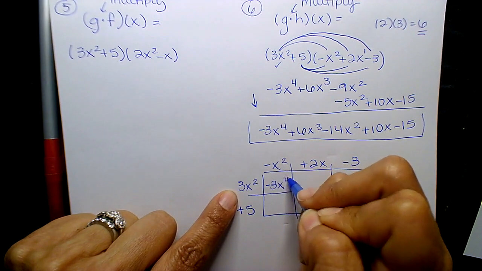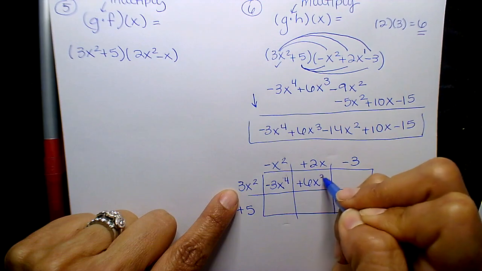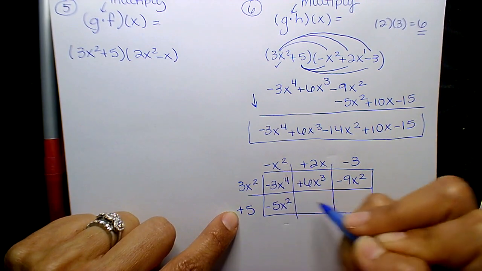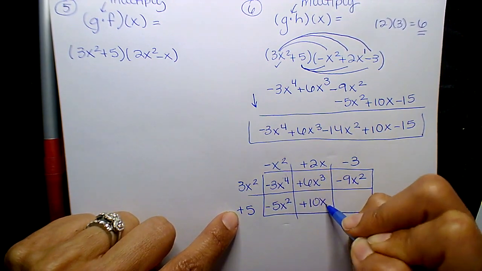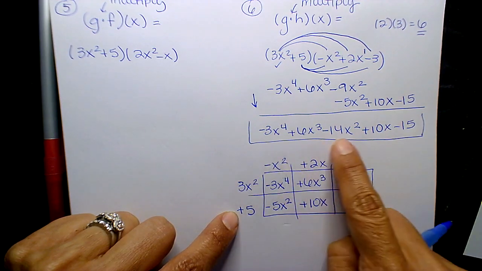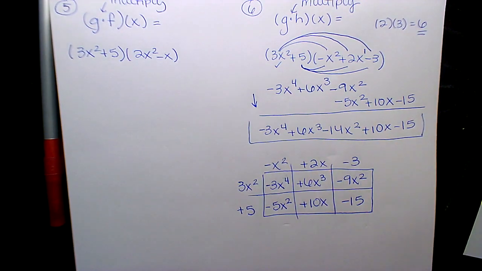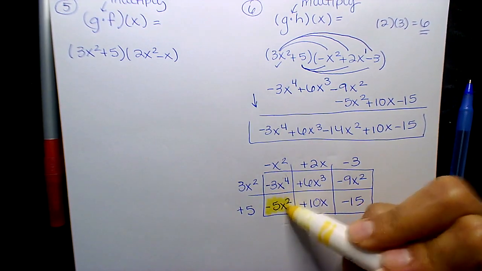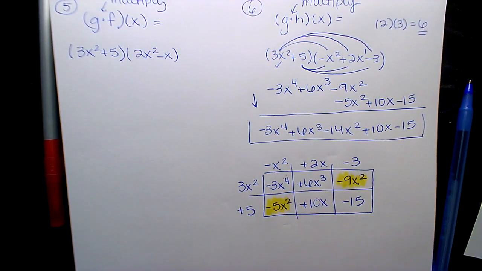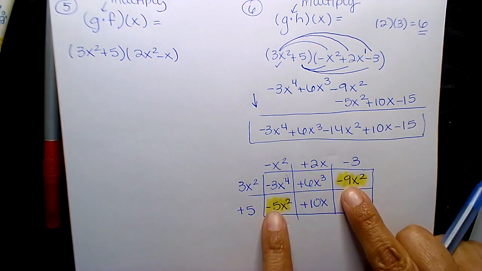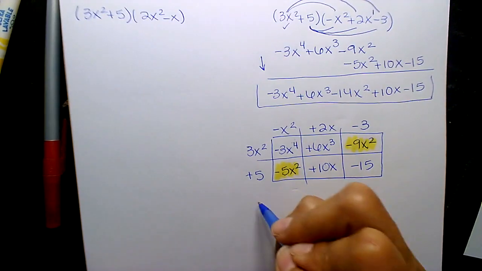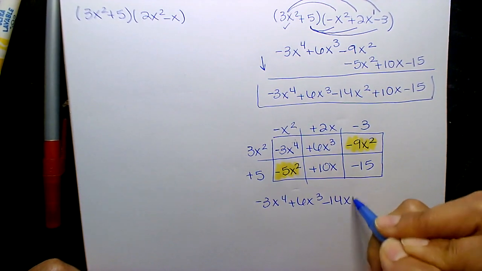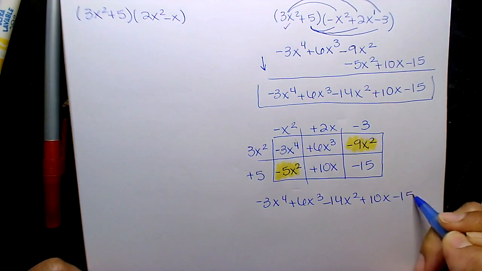Okay, negative 3x to the 4th plus 6x cubed minus 9x squared minus 5x squared, 10x minus 15, and it should match. Okay, I have 2 like terms. That's this x squared and this x squared. Other than that, they're all loners. And so that's how I get my minus 14x squared there. So I get negative 3x to the 4th, 6x cubed, minus 14x squared, 10x minus 15, and there you go.